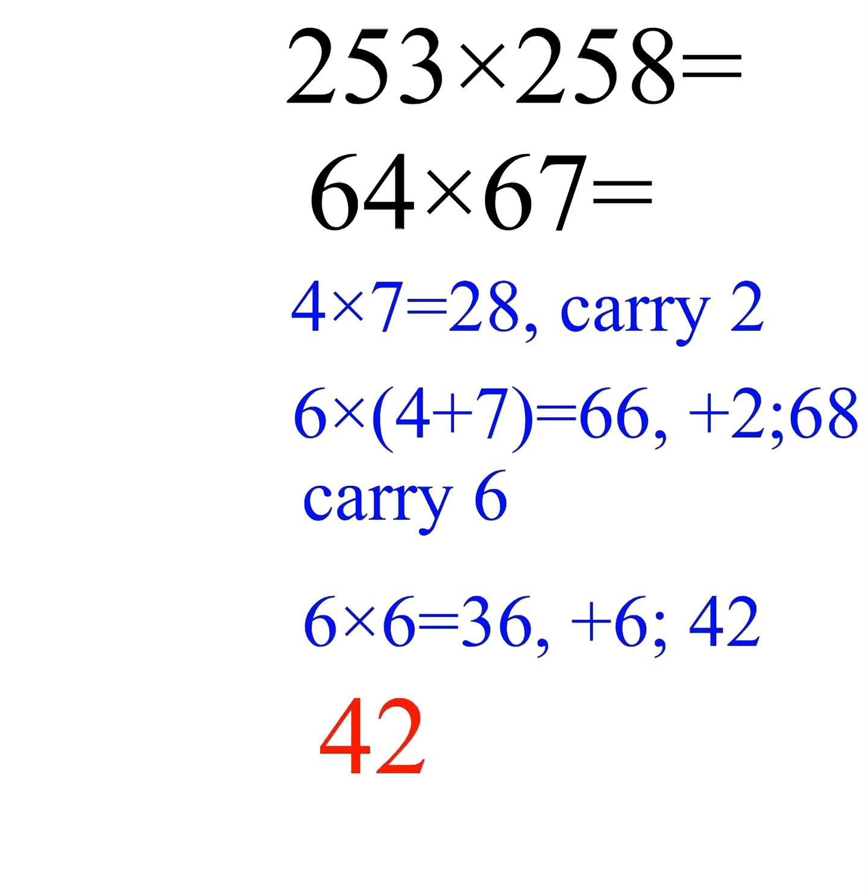So we write down 42, next to it 8 above the ones place of the second step, and next to it the ones place of the first step. So this is our answer. Now let's get back to our previous example.